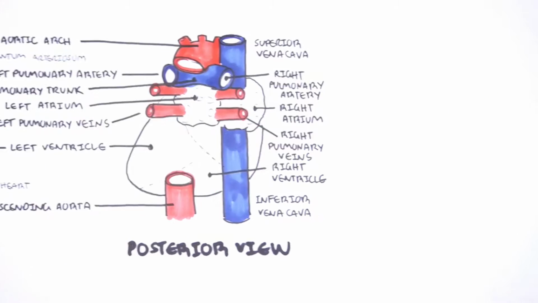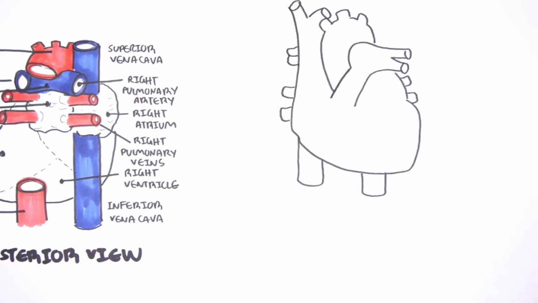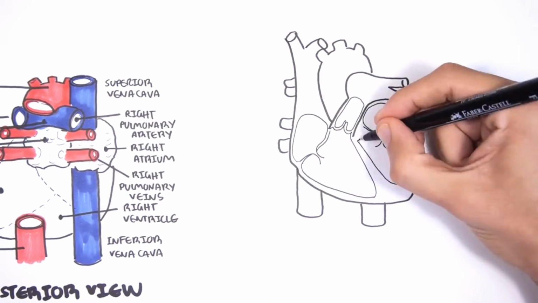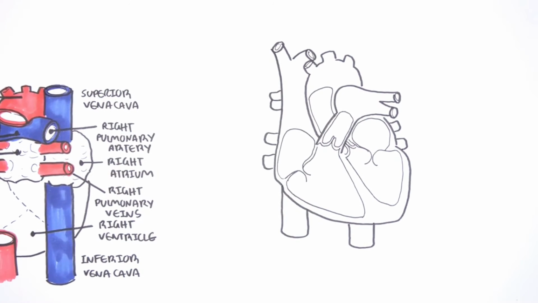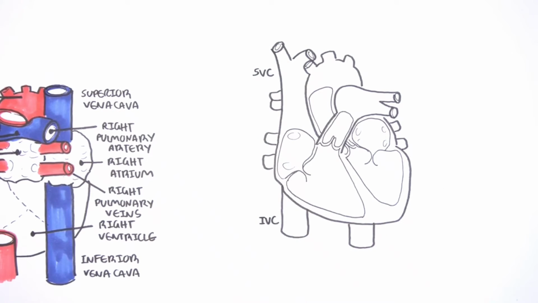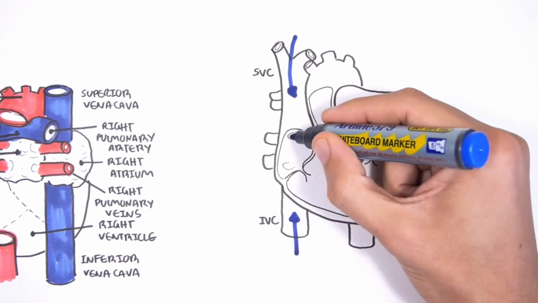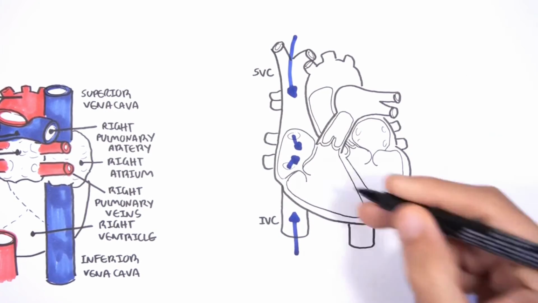So now I want to cut a cross section of the anterior view of the heart and see what's happening inside. And straight away, you can see that there are 4 chambers within the heart. And these are your atria and your ventricles. So just again recapping, here's your superior vena cava and inferior vena cava, which will bring blood to the right side of the heart, to the right atrium.